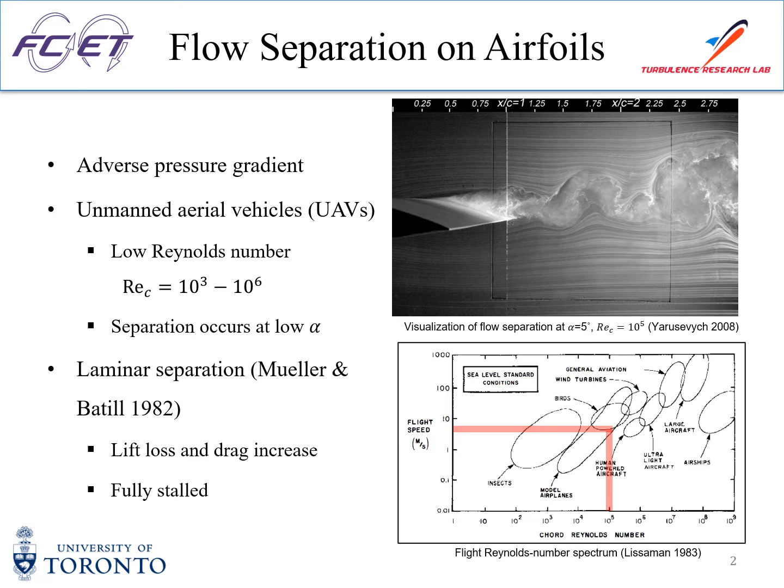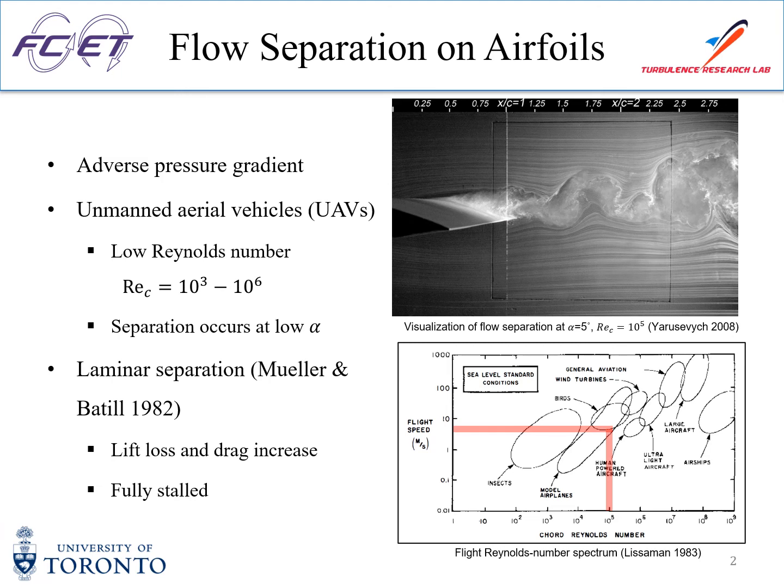Separation can even happen at low angle of attack in the low Reynolds number cases, where the airplane has shorter chord length and flies at lower speed. Typical applications that fall into the low Reynolds number range are unmanned aerial vehicles. An example of such laminar separation is shown in the figure at the top right.